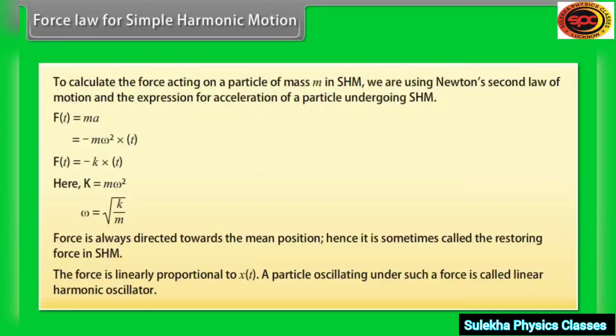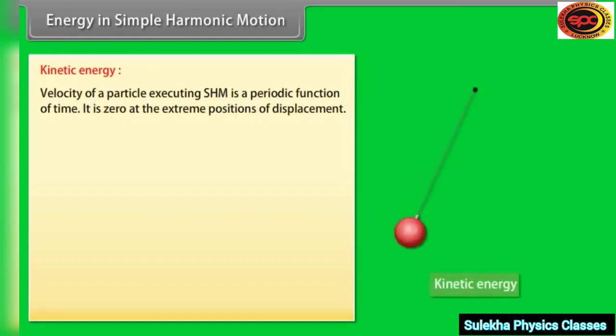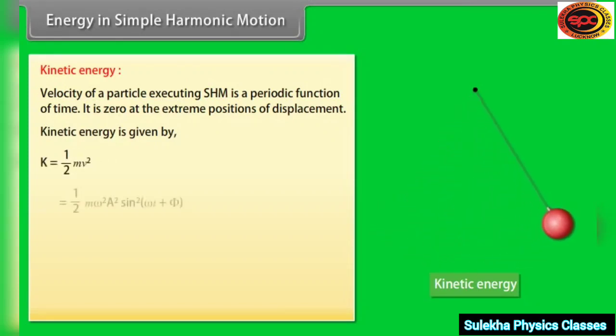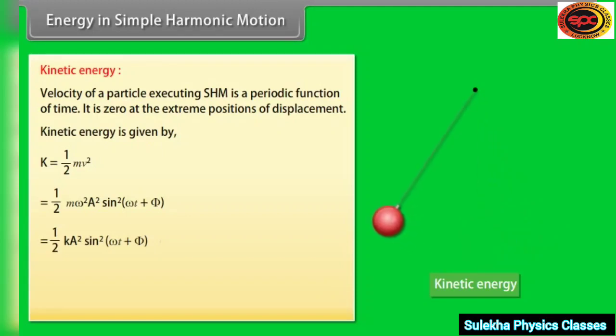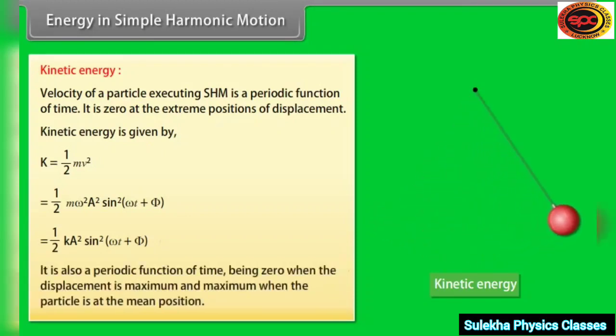Energy in simple harmonic motion. Kinetic energy. Velocity of a particle executing simple harmonic motion is a periodic function of time. It is 0 at the extreme positions of displacement. Kinetic energy is given by K is equal to half m v square, which is equal to half m omega square A square sine square (omega t plus phi), which is equal to half k A square sine square (omega t plus phi). It is also a periodic function of time, being 0 when the displacement is maximum and maximum when the particle is at the mean position.